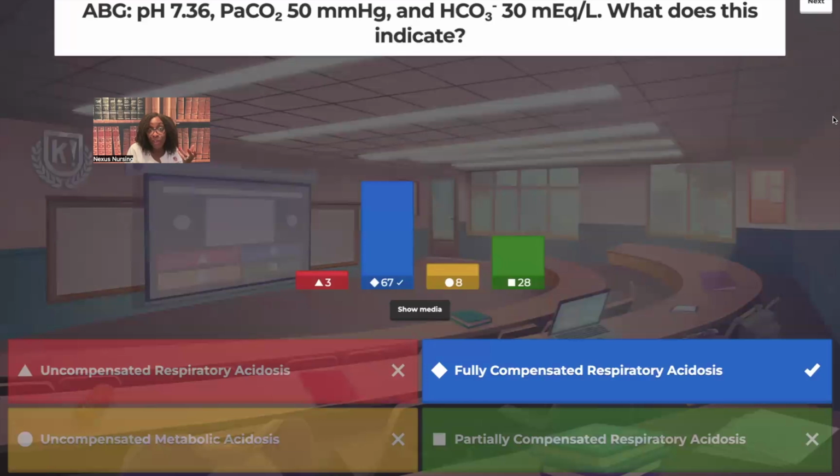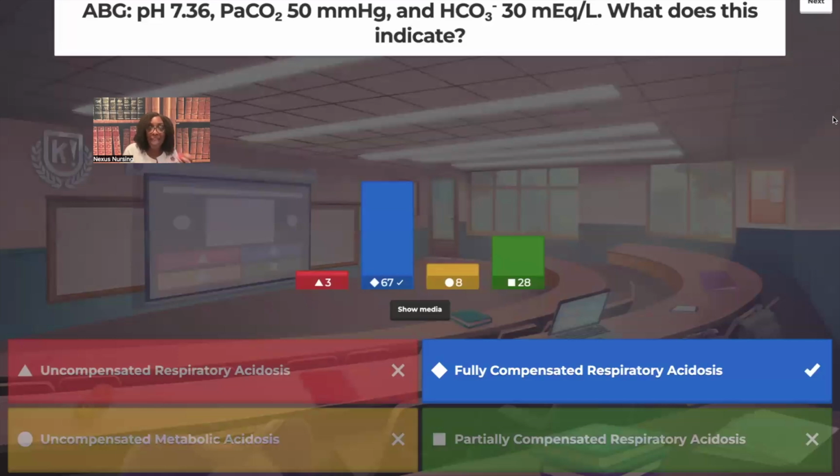Now we just got to figure out, is it respiratory, metabolic, acidosis, alkalosis? Well, let's take a look. CO2 is supposed to be 35 to 45, and it's 50, so it's 5 points off. Bicarb is supposed to be 22 to 26, and it's 30. So it's 4 points off. So who's in trouble? The lungs. Lungs responsible for what? CO2. Respiratory. We know we're dealing with respiratory.